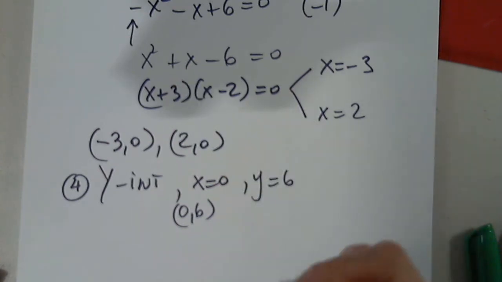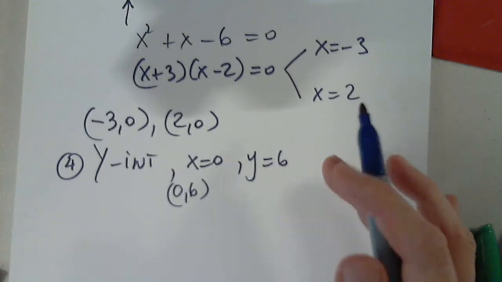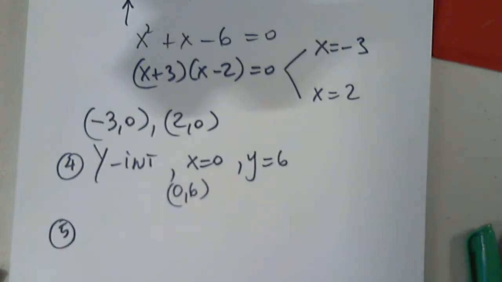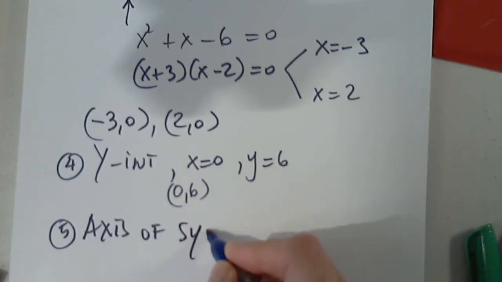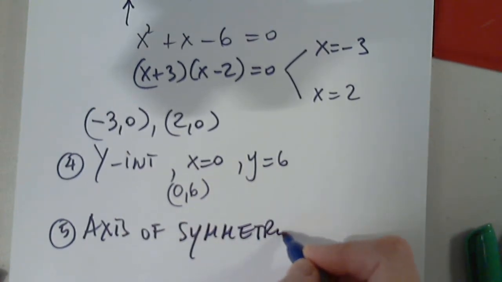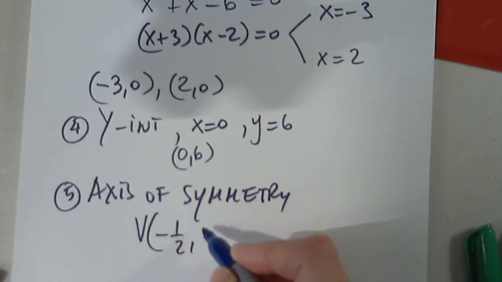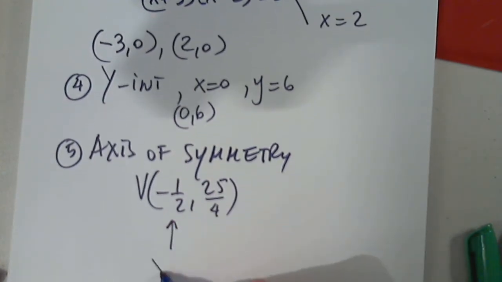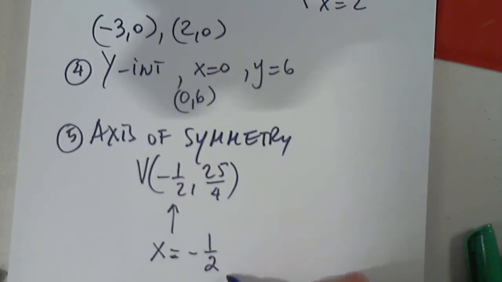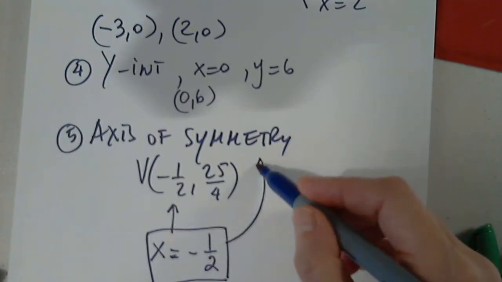One thing I would like to mention after I finish this about the x-intercepts, because they may exist or may not exist. So number 5, it's the axis of symmetry, which is, since the vertex is (-1/2, 25/4), this is always the case. x equals -1/2 is the axis of symmetry. The vertical line passing through the vertex, axis of symmetry.